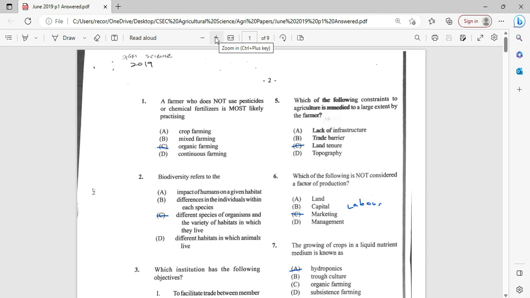Number two, biodiversity refers to, see our answer here, different species, organisms and the variety of habitat in which they live. So we talk about diversity here. We are talking about differences. We're talking about bio. We're talking about life. So the differences that pretty much exist there between organisms, or one might say species.